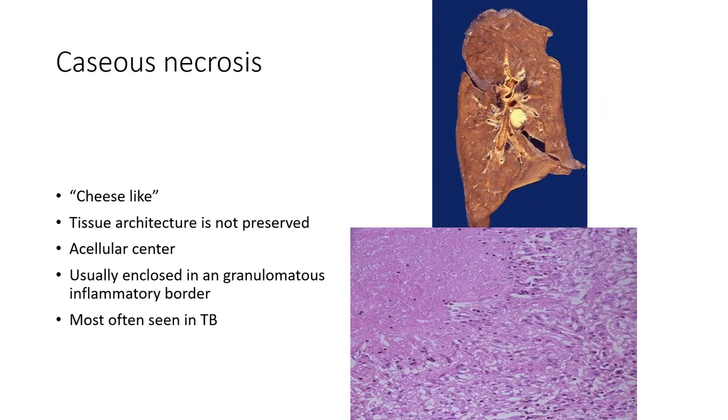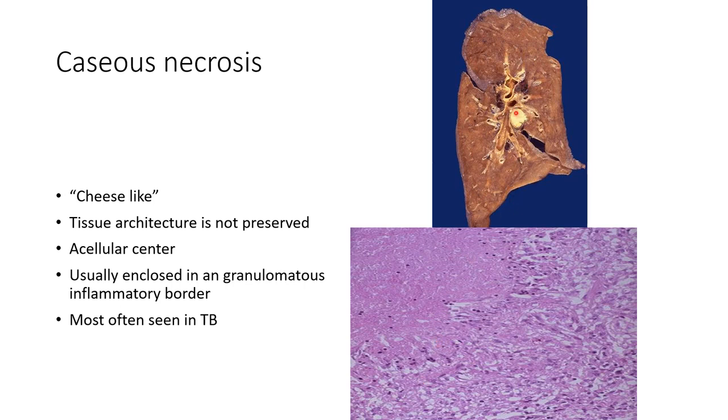Another pattern of necrosis is called caseous necrosis. Caseous came from the name cheese-like, cheesy material. The tissue architecture is not preserved, and this is the opposite of coagulative necrosis. The tissue is destroyed, and the center is acellular, with no cells, only cell debris and cell fragments.